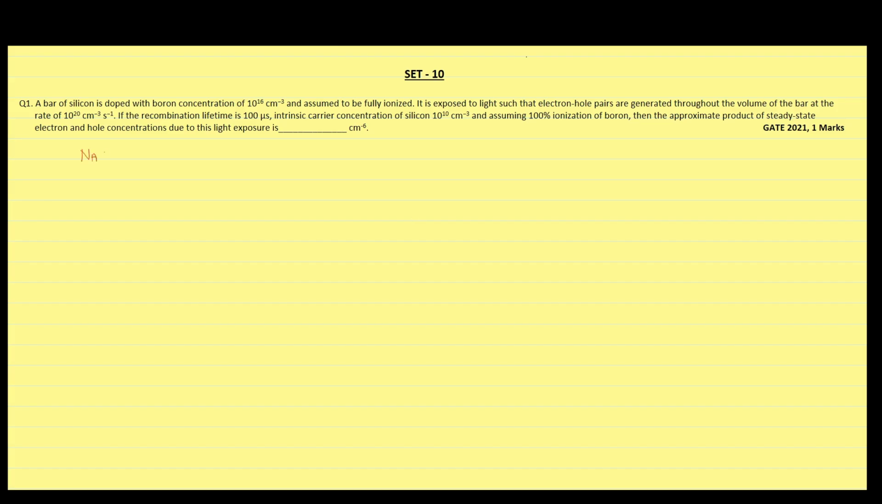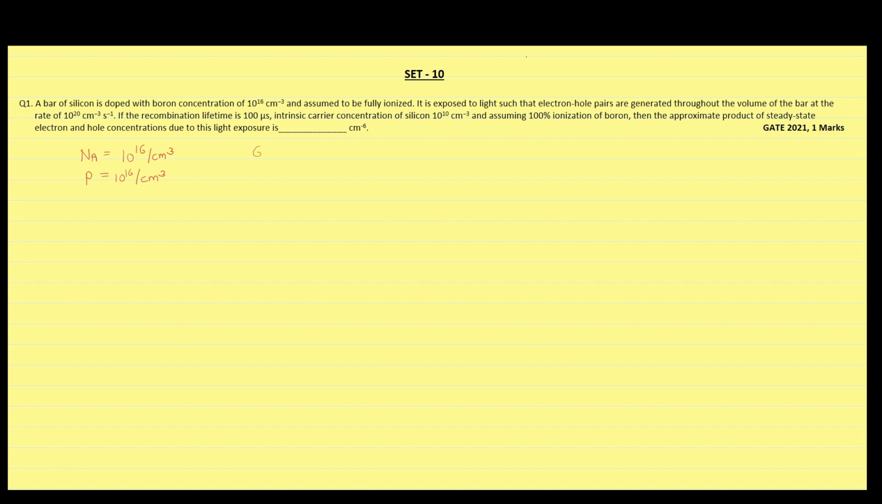Doping concentration is provided as 10 raised to the power 16 per centimeter cube, and it is assumed to be fully ionized. Therefore, hole concentration can be assumed to be equal to acceptor impurity concentration, which is 10 raised to the power 16 per centimeter cube.